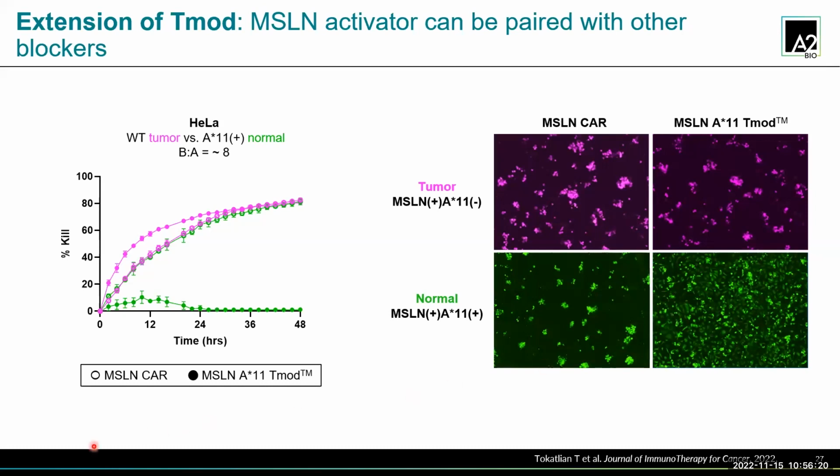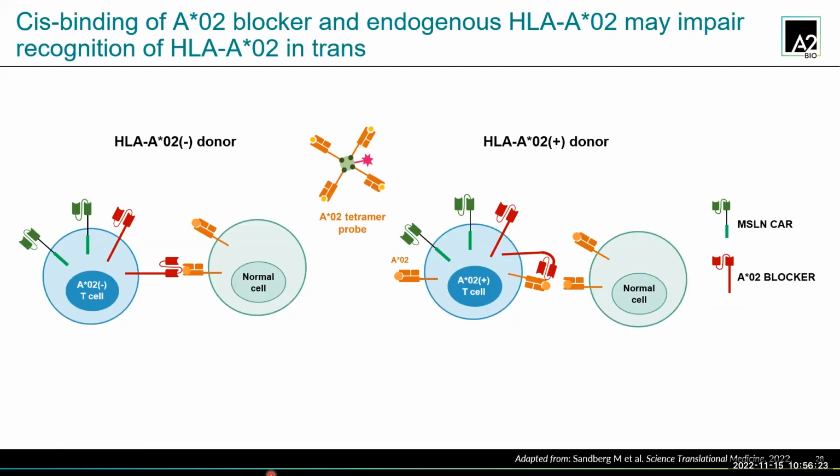Finally, we wanted to demonstrate that the TMOD system can be extended to an autologous T cell product. One can imagine that in the case of an A2 positive donor, which expresses mesothelin TMOD, that there could exist cis binding between the blocker and self A2, which would sequester the blocker and impair recognition of HLA-A2 in trans. Unlike in A2 negative donors, where the A2 blocker is free to bind to normal cells in trans, or an A2 tetramer probe as a surrogate for normal cell binding.